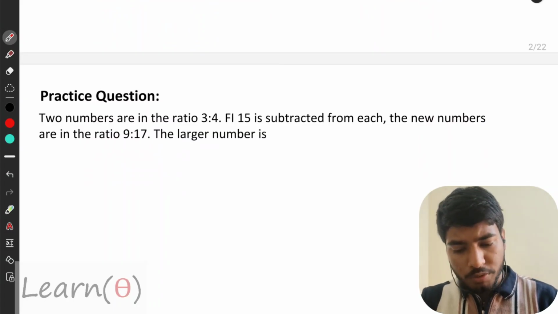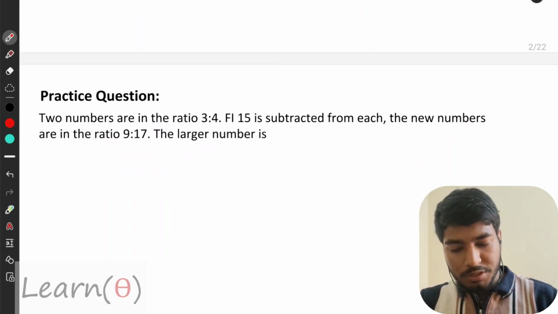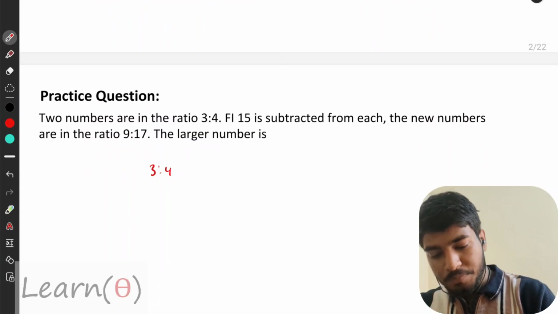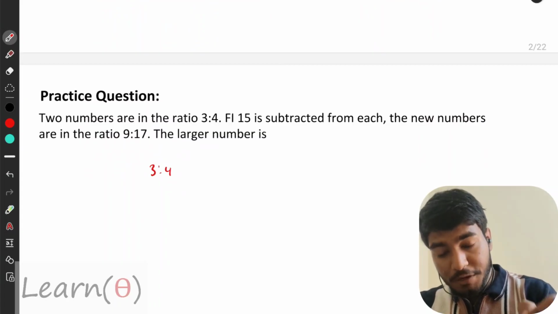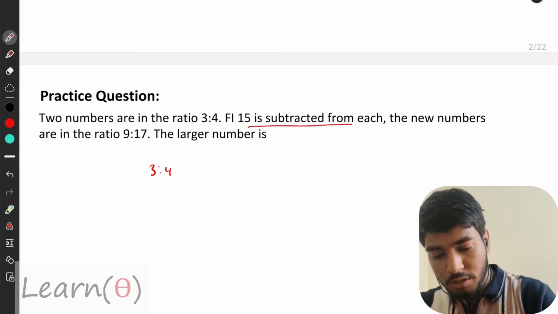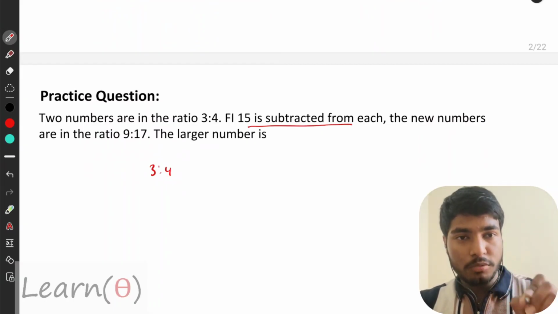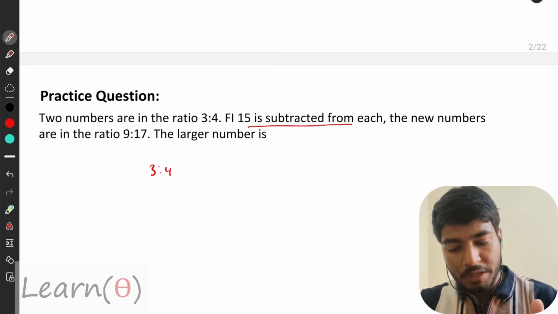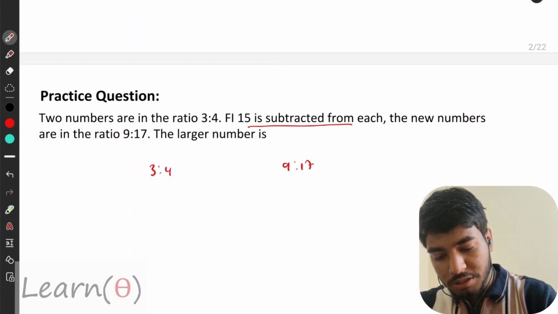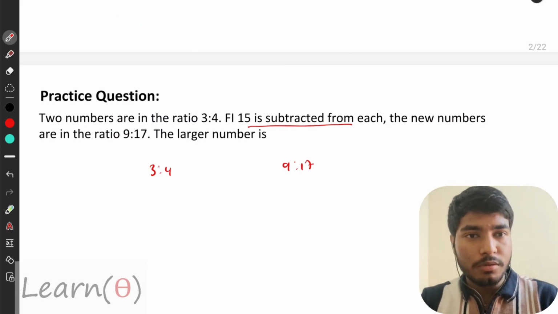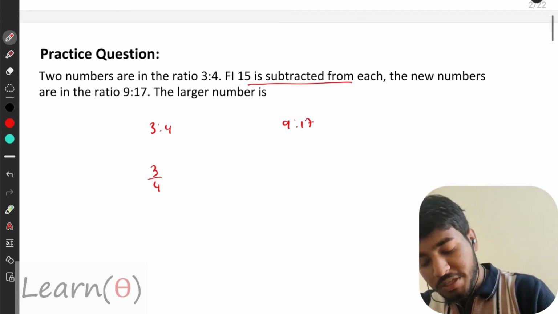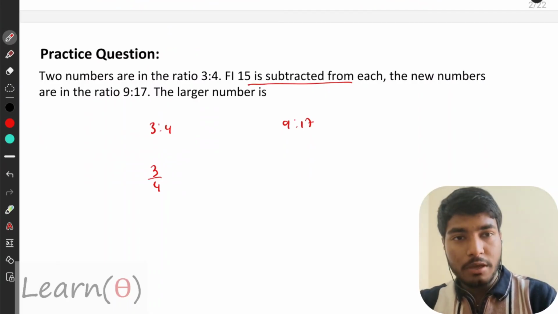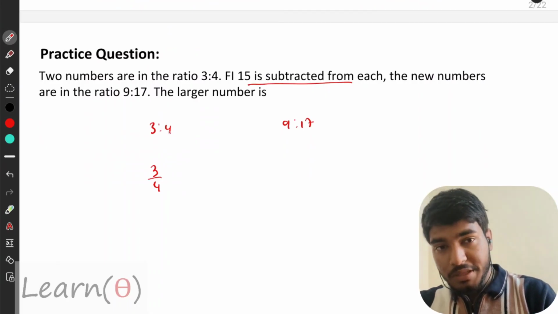The question says there are two numbers in the ratio 3:4. When I subtract 15 from each, that means subtracting 15 from the numerator and 15 from the denominator, the new numbers are in the ratio 9:17. You have to find the larger number. Let us check that. What is given to me? I am given 3 by 4, a ratio.